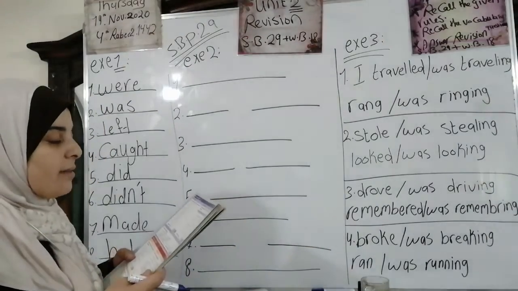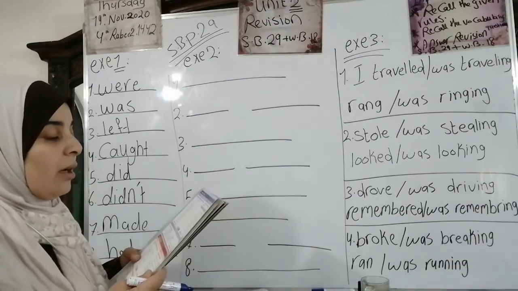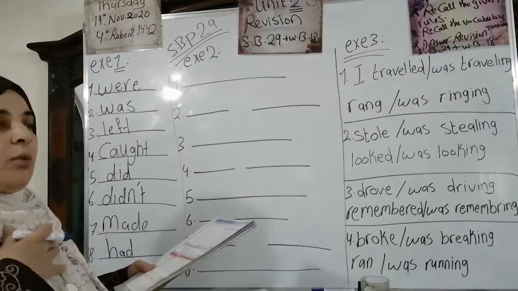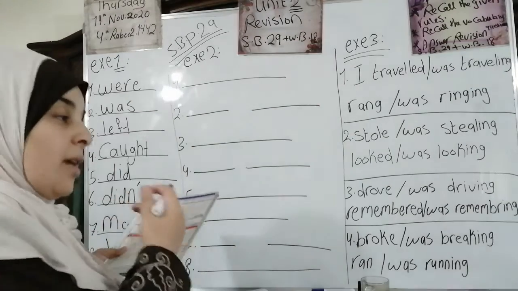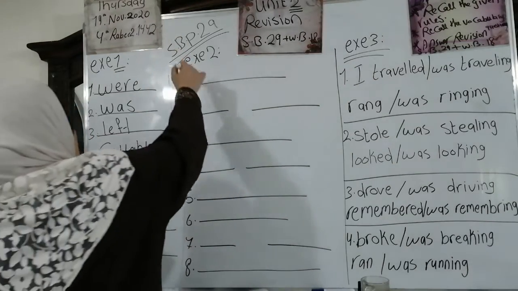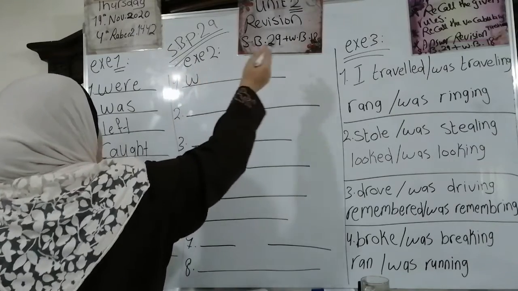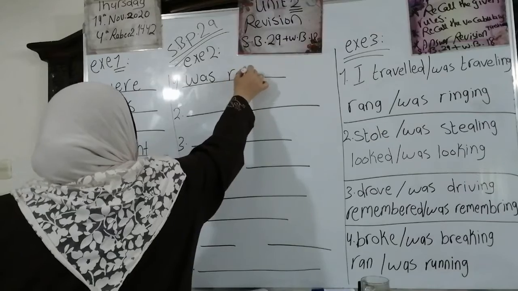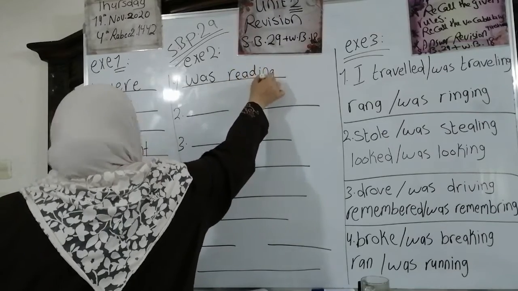Now look at number 1. At 9 o'clock last night, I read a detective novel. Okay, I, what does it take? Was or were? Yes, excellent. Was, of course. So we are going to write was. We are going to apply the rule. Was reading. Okay.